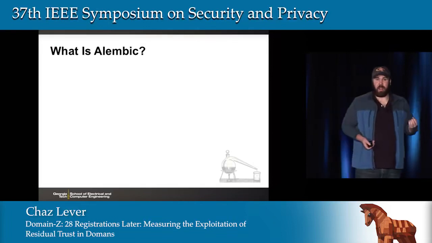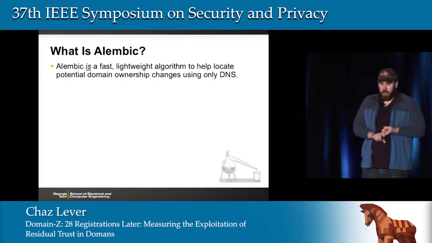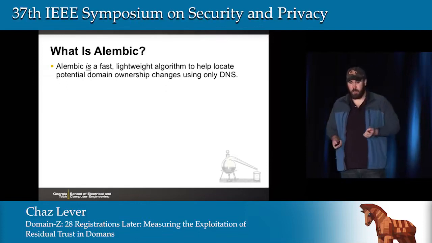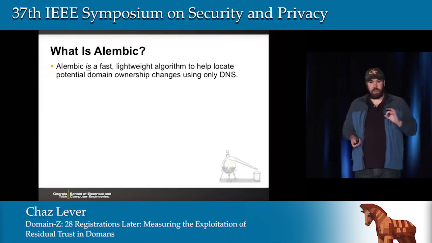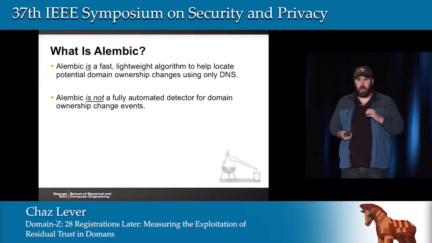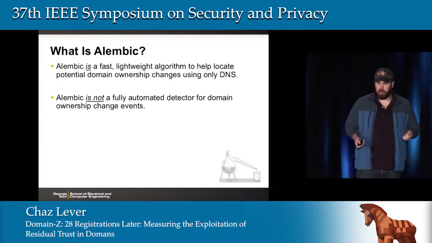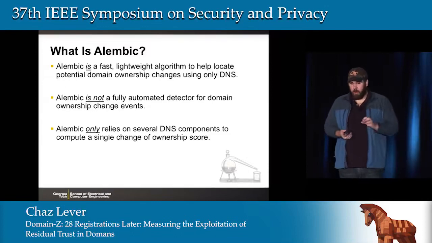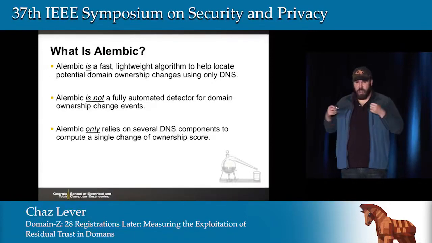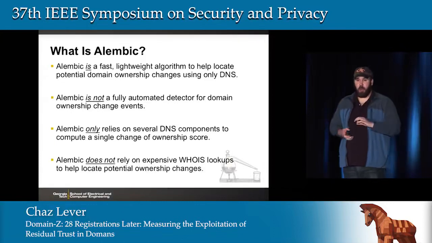So we actually built a lightweight algorithm called Alembic. And this lightweight algorithm helps identify potential ownership changes using only DNS. And one thing to keep in mind about this algorithm is it's not a fully automated detector. It helps locate these events, but it's not a classifier or anything of that nature. And again, I want to highlight that it only relies on DNS components to compute a change of ownership score, which is how we rank likely ownership change events. And it does not rely at all on WHOIS information.